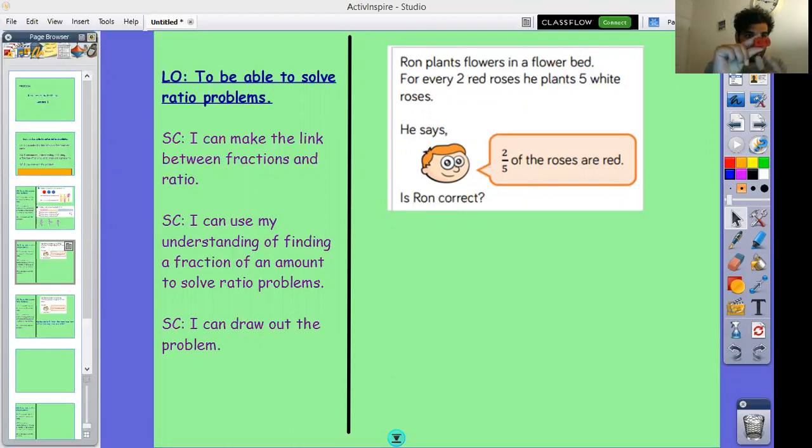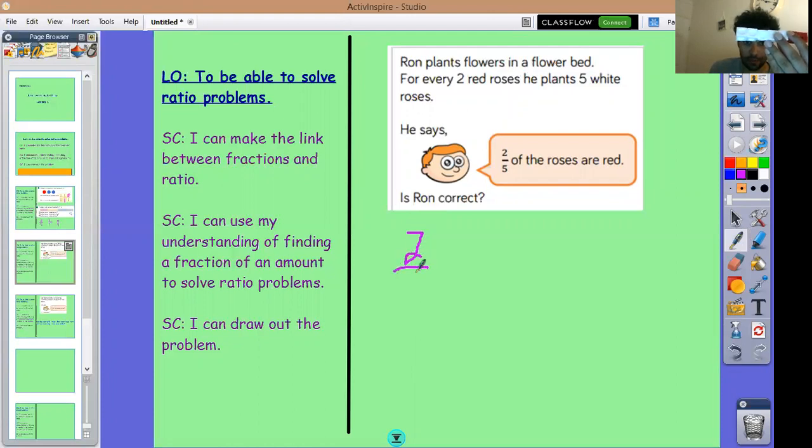I've got my 2 reds, which is just here. I'm just going to put my 5 white roses: 2, 3, 4, and 5. So let's count. I've got 2 reds and 5 whites. Let's count: 1, 2, 3, 4, 5, 6, 7. So straight away, Ron is wrong. It's 2 out of 7. Now I want you to remember that this fraction is out of sevenths. I'm just going to turn off my video because we're going to go into the next question.